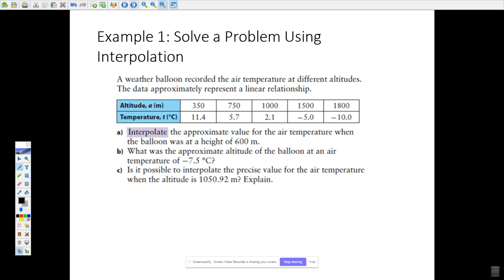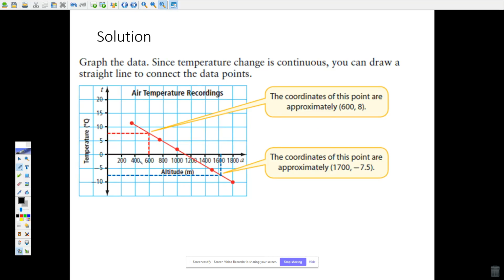The first example discusses the altitude and temperature of a water balloon, and we are given a graph to answer these three questions. The first question is to interpolate the approximate value for the air temperature when the balloon is at a height of 600 meters. So if we look at our graph, we can see the balloon's height of 600 meters is right here. This is between these two given points. So to find the air temperature, we start at 600, we scroll up until we hit the graph. And once we hit the graph, we go over, and our answer is approximately 7.5 or 8 would be the approximate temperature when we're at 600 meters.